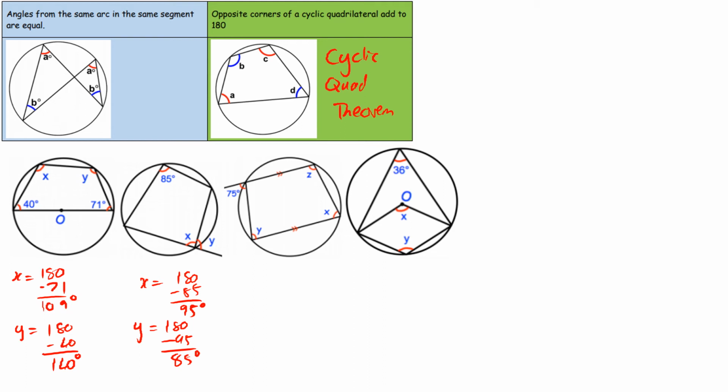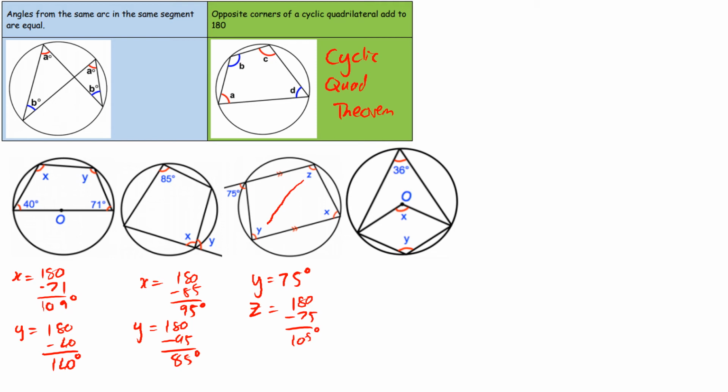What about the next one? Well, we've actually got some parallel lines here. So we're going to use alternate angles. Y is 75 degrees because it's on a Z with that 75 degrees. What else could we do? Once we've got Y, well, we can get Z because they're opposite sides of a cyclic quadrilateral. So Z is 105 degrees.